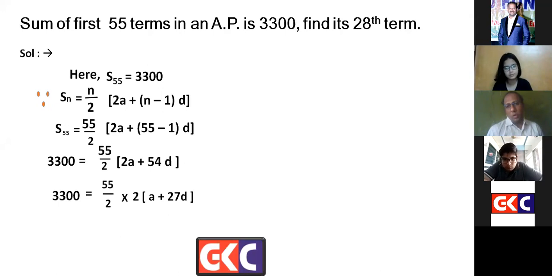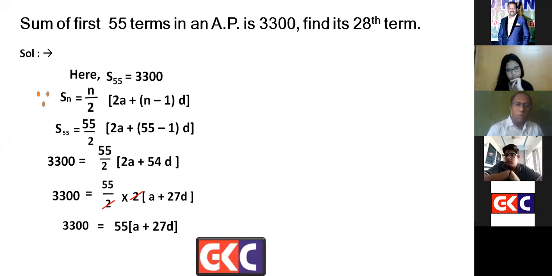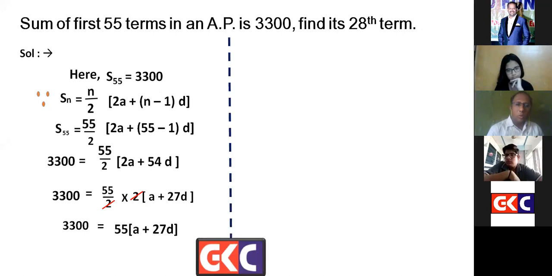Hopefully everyone understood this step. Okay, I took 2 common from 2a plus 54d. So what did I get? a plus 27d. So 2 comes outside the bracket into a plus 27d. Now I can easily cancel that 2, because there is no plus or minus sign to stop me, the plus sign is inside the bracket. So I can easily cut it. And now that 55 can go on the other side. We get 55 into a plus 27d, and that 55 can go on the other side as 3300 upon 55.